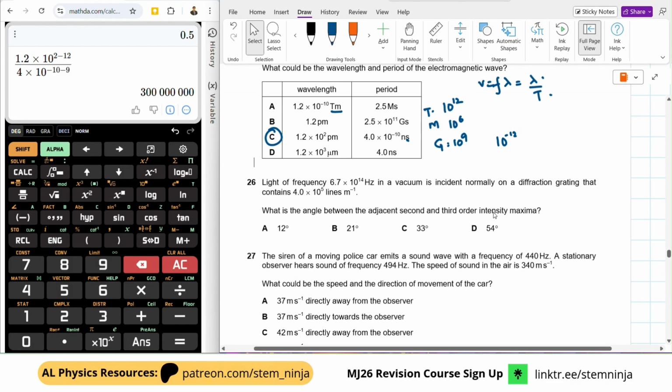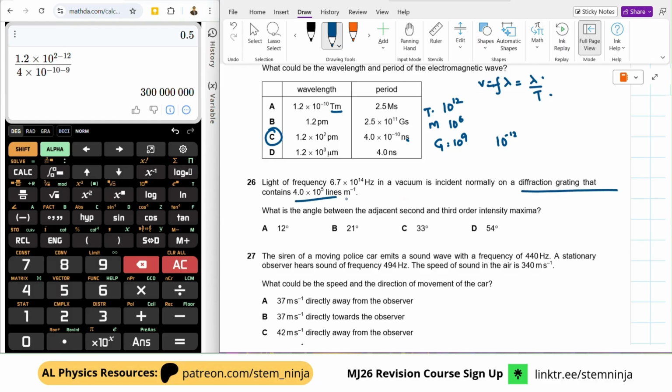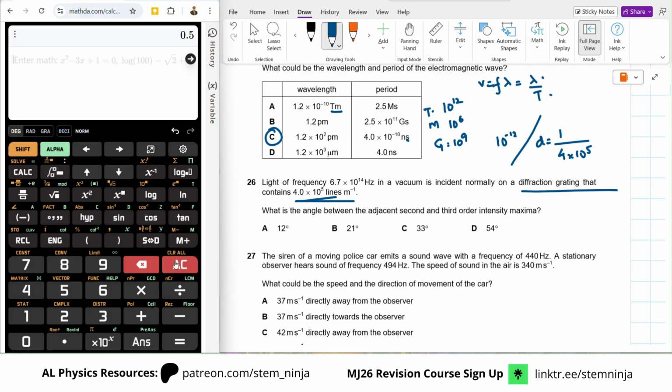Light of frequency 6.7 times 10 raised to power 14 hertz in a vacuum is incident normally on a diffraction grating that contains 4 times 10 raised to power 5 lines per meter. What is the angle between the adjacent second and third order intensity maximum? Okay, so first off, we need to convert this into the distance between the lines. So 1 meter for 4 times 10 raised to power 5 lines. So 1 divided by 4 times 10 raised to power 5. So this is this value.